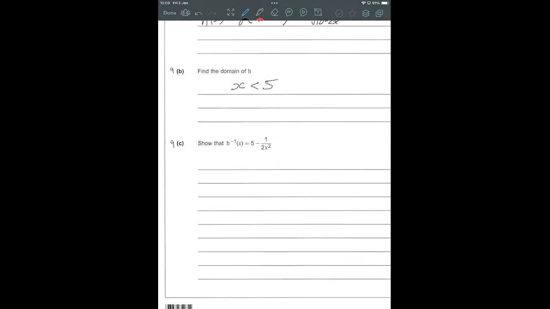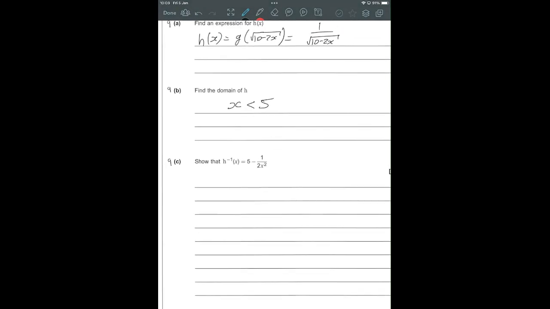Show that H inverse is that thing. So the trick here is to set y equals 1 over root, etc. I'm going to multiply up by the root, divide by the y, square both sides, 1 over y squared. I'm going to move the 2x over and the 1 over y squared back. And finally divide both sides by 2.